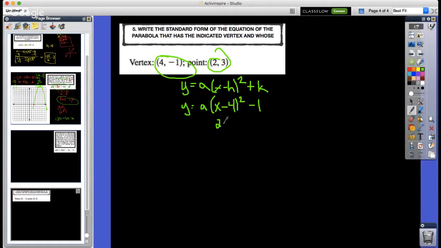So we'll have 2 minus 4 squared, and then we'll put the a here. And then y is going to be 3, okay? And then -1 on the outside. So once I simplify this, 2 minus 4 squared would be -2 squared, which is 4. So we have 4a minus 1 equals 3.